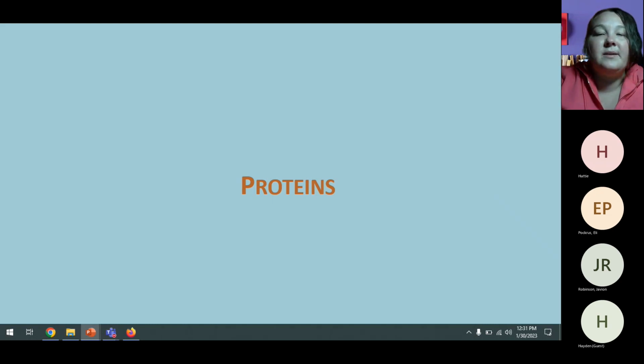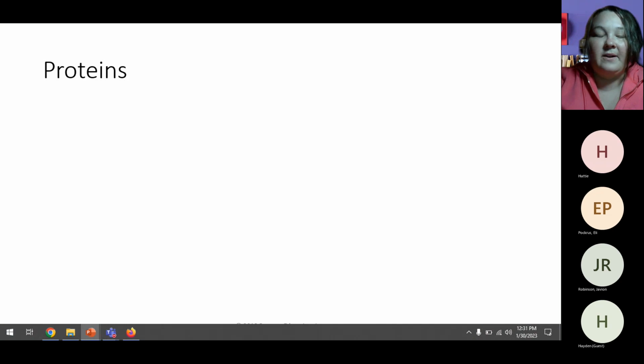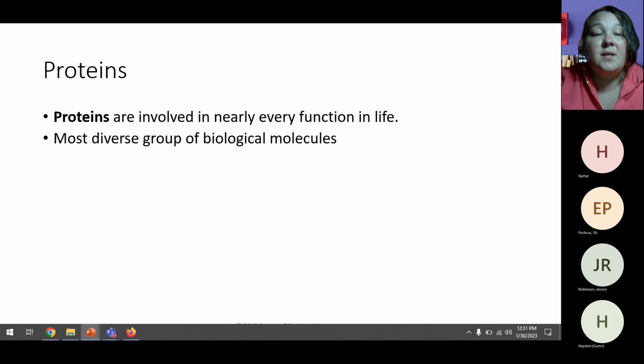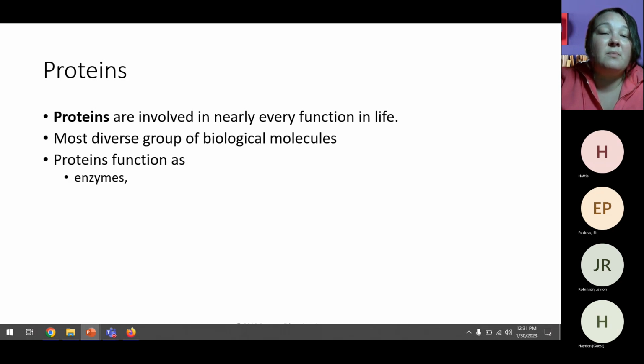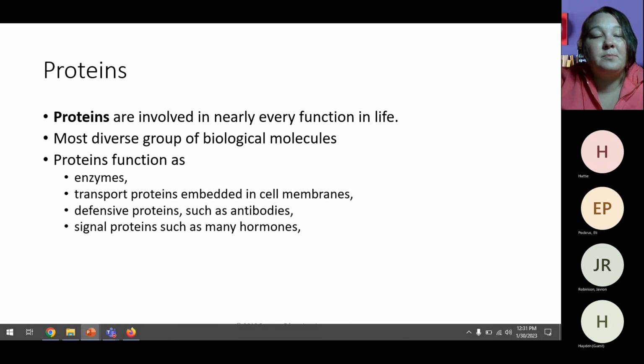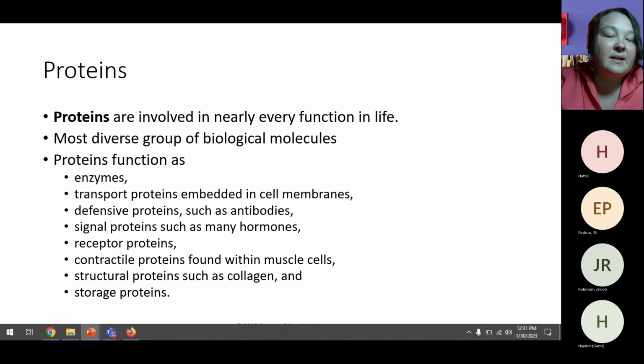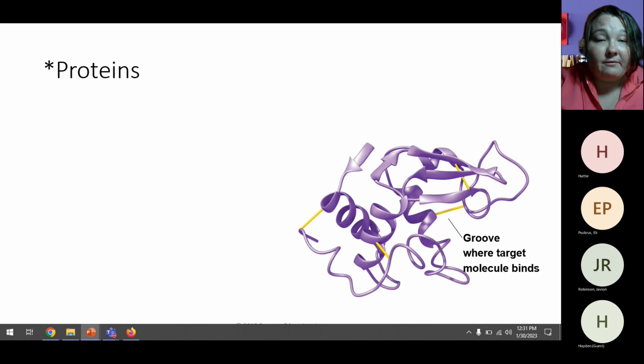Now let's talk about proteins. Proteins are my favorite category because they are involved in nearly every function of life. 70% of a cell's dry weight is made of proteins. That can tell you how important they are in cells. They are the most diverse group of biological molecules. They can be enzymes, transport proteins, defense proteins, signal proteins, receptor proteins, contractile proteins, structural proteins, and storage proteins, and more. Basically, they do everything.